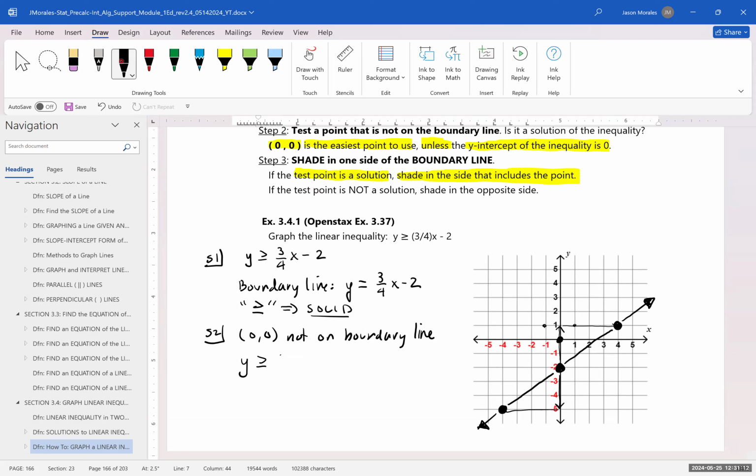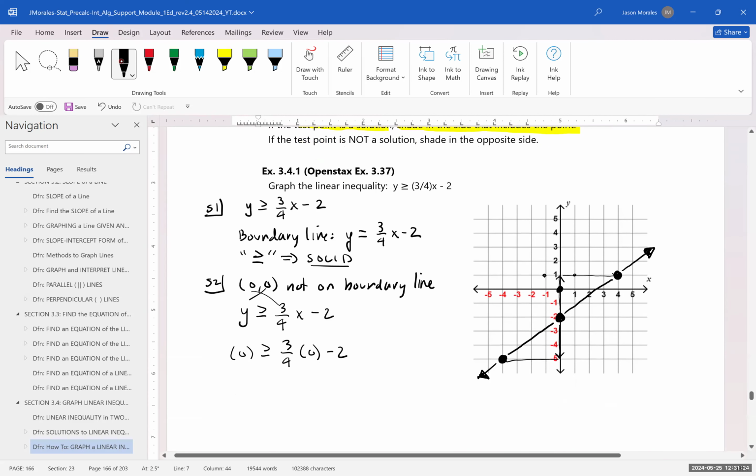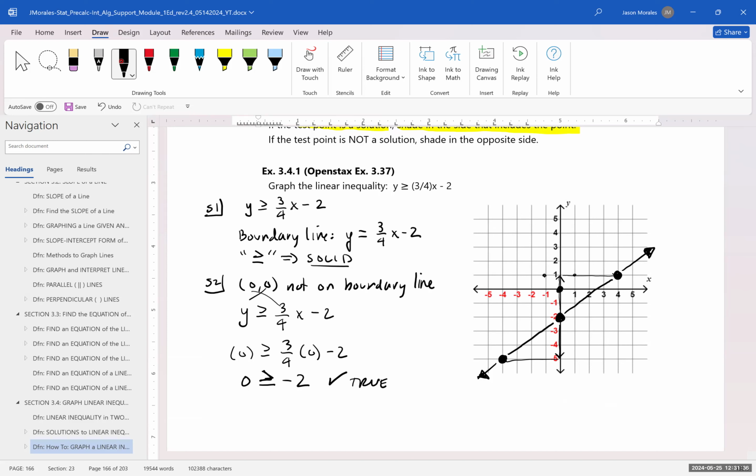So we have our inequality. And now we're going to plug in 0 for y and 0 for x. And then ask, is 0 greater than or equal to -2? And that is true. So since that's true, this means that the point (0, 0) is a solution. So (0, 0), I'm going to put this in green. So (0, 0) is a solution.